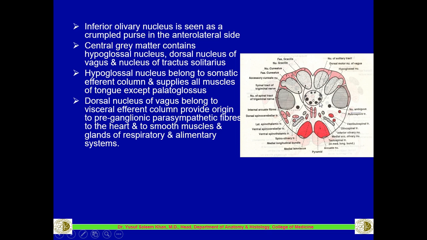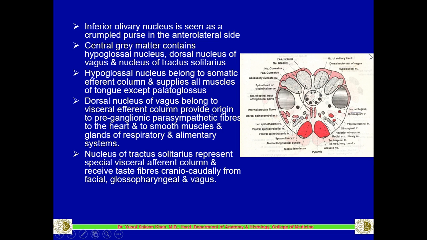Then we have the dorsal nucleus of the vagus, which belongs to the visceral efferent column and provides origin for the preganglionic parasympathetic fibers for the heart, for the smooth muscles, as well as the glands of the respiratory tract and the GIT. So it will be supplying a lot of important organs like the heart, the lungs, as well as the GIT. The nucleus of this vagus nerve will be present on the lateral side in the central gray matter of the medulla oblongata. Then the most posterior will be the nucleus of the solitary tract.